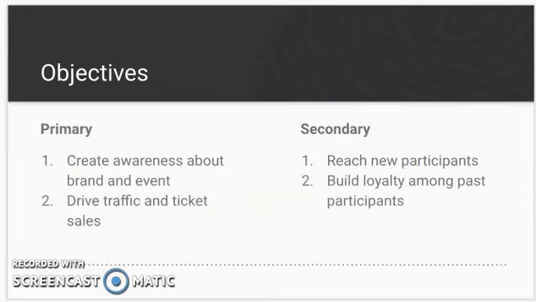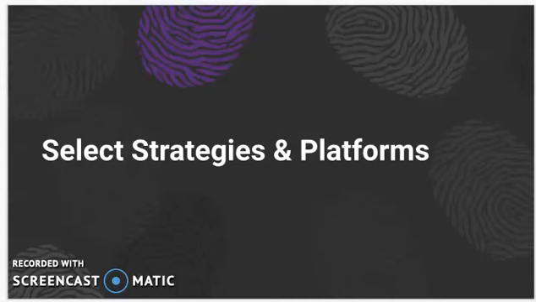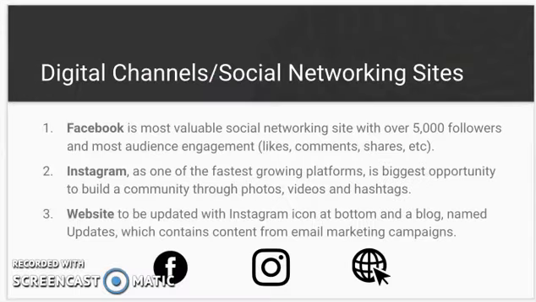Next are my objectives. These are basic, high-level statements. Statement number 1, primary objective number 1, create awareness about the brand and the event. Number 2, drive traffic and ticket sales. My secondary objectives are to reach new participants and build loyalty among past participants. So that's kind of the foundation and the starting point of the social media marketing strategy plan. And then we get into the good stuff, which is to select strategies and platforms.